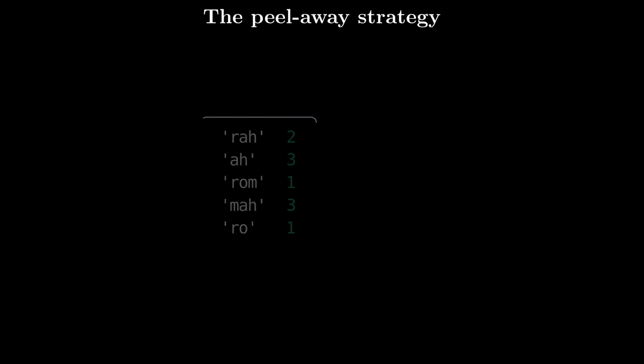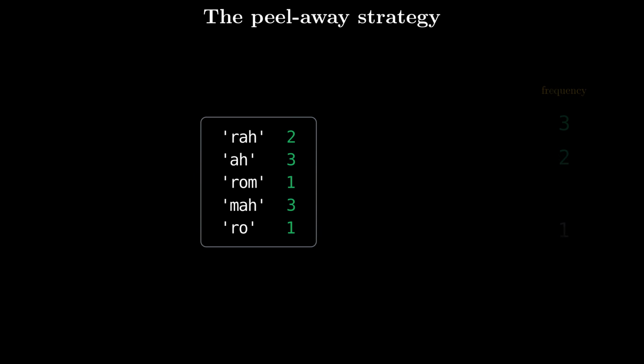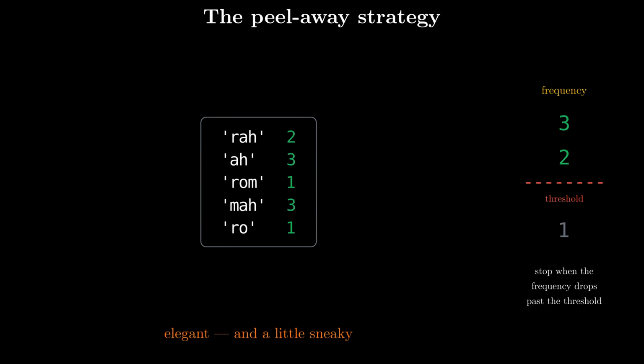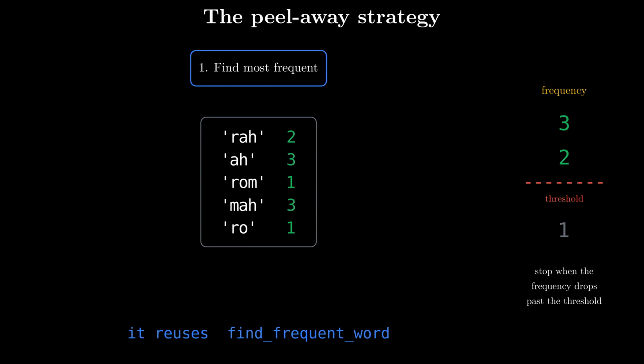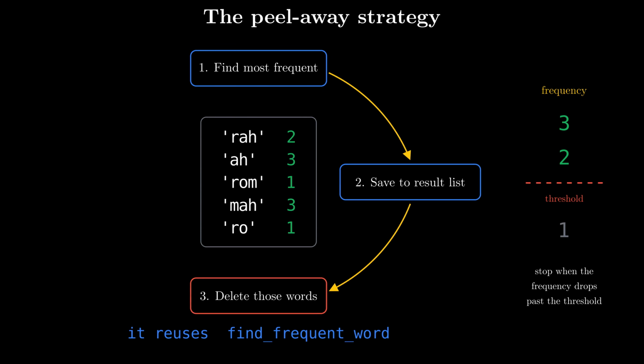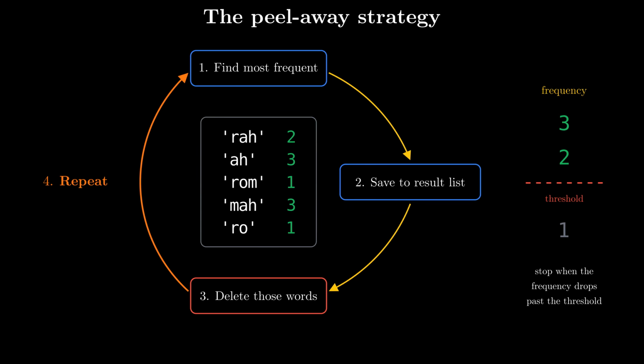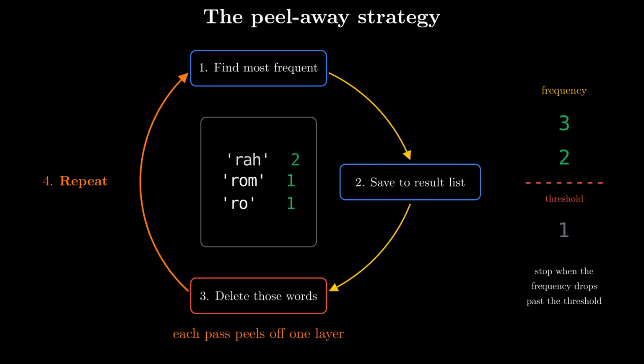Now the real task. List every word that occurs more than some threshold number of times, ranked from most frequent down. The chosen solution is elegant and a little sneaky. It reuses the function we just wrote. Find the most frequent words, save them, then delete them from the dictionary entirely. We already know everything about them. Ask again, and the next tier rises to the top. Repeat until the frequencies drop past the threshold. Each pass peels off one layer of the ranking, like removing the top card to reveal the one beneath.